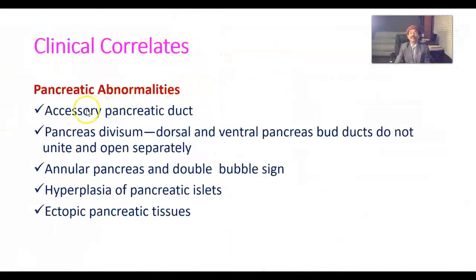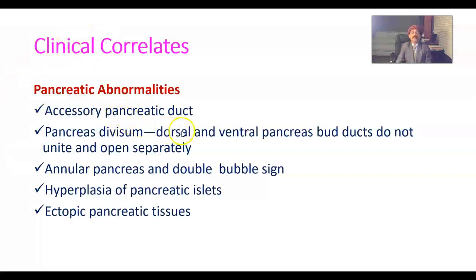Clinical correlation: pancreatic abnormalities. These are congenital birth defects. We may have an accessory pancreatic duct from the proximal part of the dorsal pancreatic bud duct. This may disappear during intrauterine life, or it may disappear during the perinatal period.